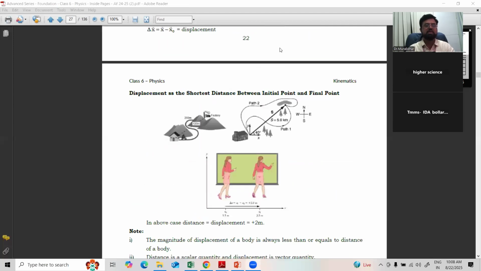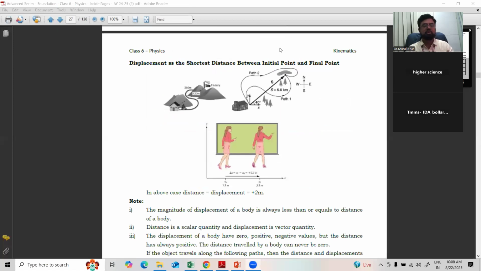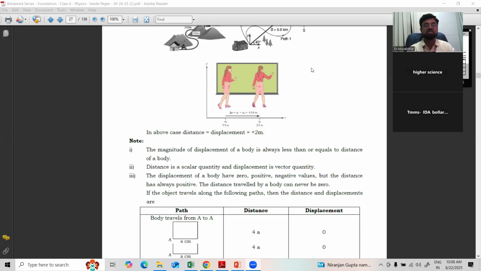Distance and displacement. See, there are so many examples given. Displacement is the shortest distance between the initial point and the final point. You can go from one place to another in so many ways. Suppose you are going from home to school: you can go directly to school, or you can go via some other place. The direct short route to school is called displacement, and the entire length of the path is called distance.